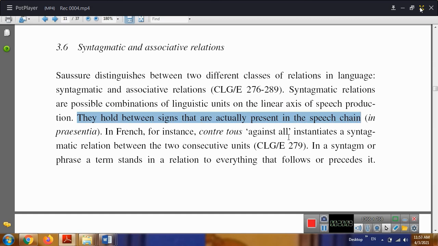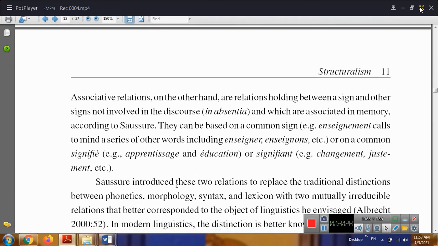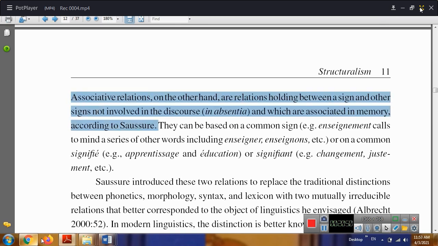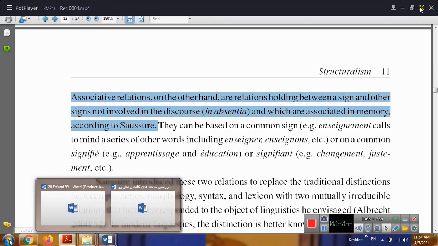In French, for instance, "contre tout," which means "against all," instantiates a syntagmatic relation between the two consecutive units. In a syntagmatic phrase, a term stands in a relation to everything that follows or precedes it. Associative relation, on the other hand, is a relation holding between a sign and other signs not involved in the discourse, which are associated in memory, according to Saussure.